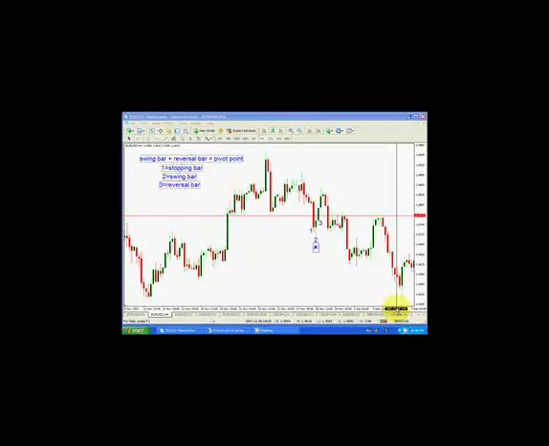Now let us talk about pivot point trading. A pivot is composed of three bars. You've got a stopping bar, you've got a swing bar, and you've got a reversal bar. And I have each bar numbered down here below. Now we'll work our way backwards. Bar number 3, that's the reversal bar.